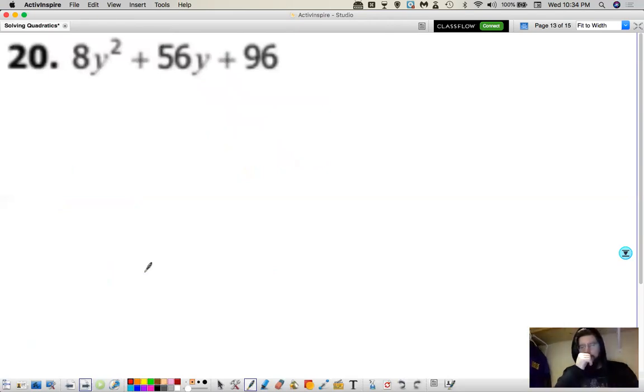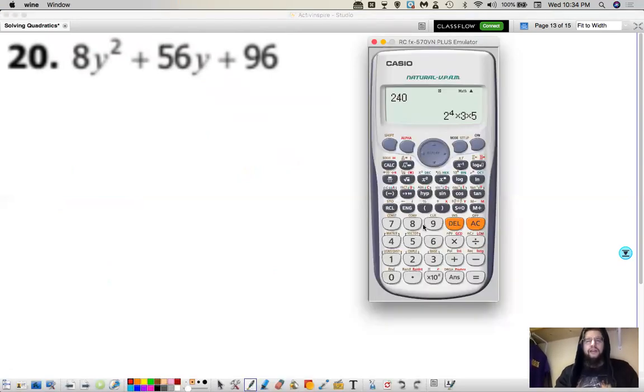Okay. So right here, I'm going to do A times C. I'm going to do 8 times 96, and I'm going to get 768. And then if I did all that work, I get some big numbers, and I get a huge mess, and it wouldn't be factored correctly. Why not? Tell me that it has a GCF. If you did, you're right.